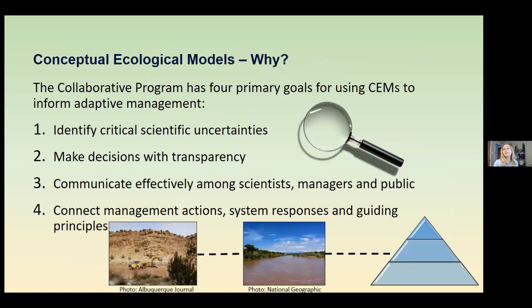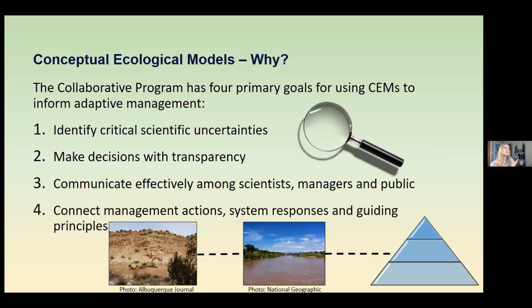All right, so why on earth do we want to use conceptual ecological models? Well, the collaborative program has 4 primary goals for using them to inform adaptive management, and they're here on the screen. The first and foremost that everyone is probably most familiar with is the identification of critical scientific uncertainties. So if a conceptual ecological model is an adequate or accurate representation of your knowledge about how a species or another biotic indicator interacts and responds to a set of environmental conditions, if that's your knowledge base, then inherently, if you're putting on paper what you know, then you will also be able to identify what you don't know. And so those become the uncertainties that we will then designate as either critical or not critical.